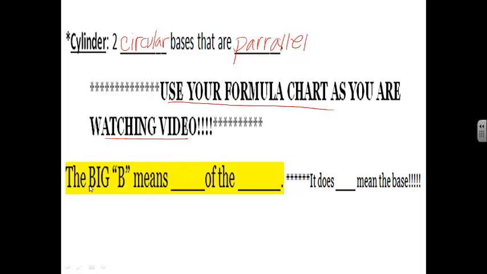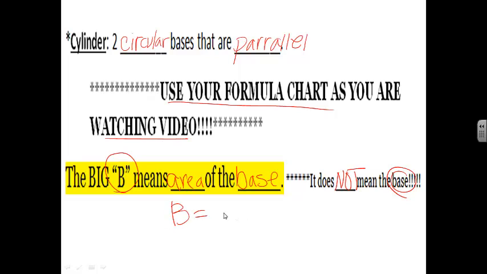So let's refresh what big B means. We should by now know exactly what this means. It means the area of the base. So what do y'all think? It does not mean just the base. It's not that easy. You've got to find the big B first and then multiply everything by the height. Now, what do you think our big B is going to represent for cylinders?